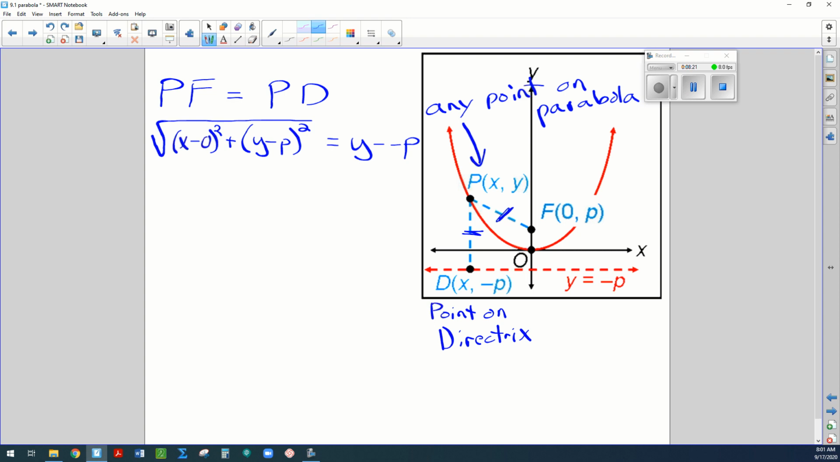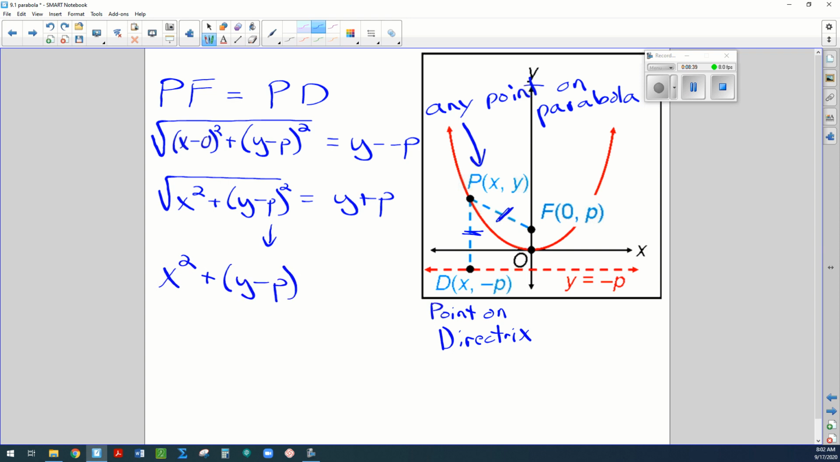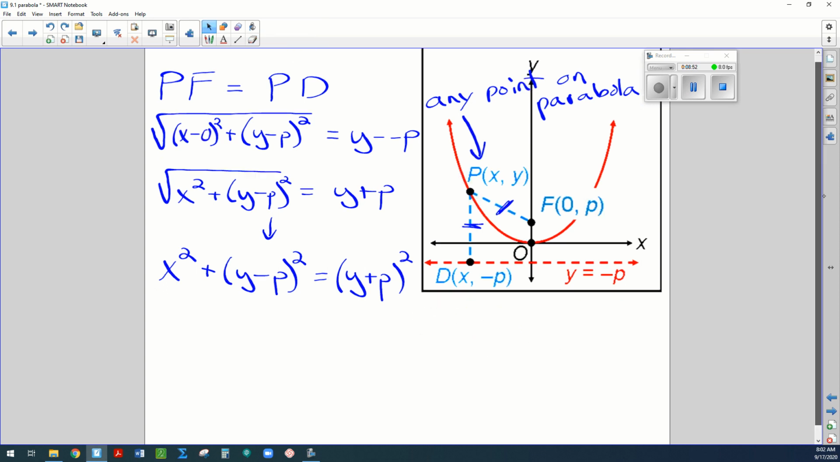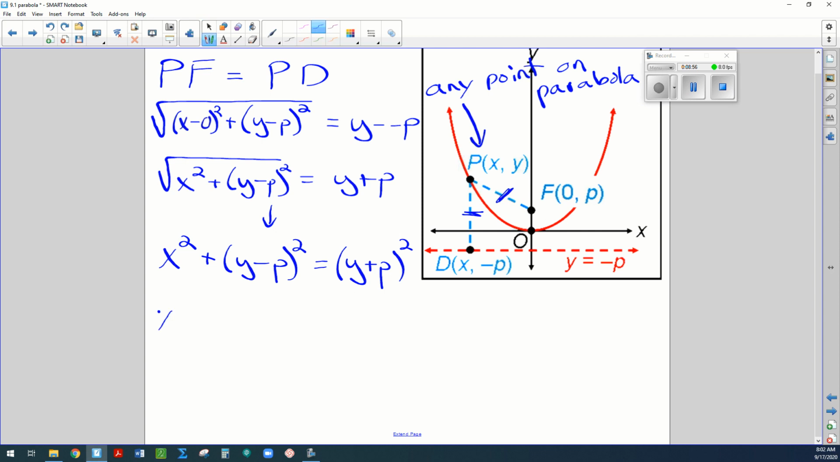So if I clean up the left-hand side, I get the square root of x squared plus y minus p, quantity squared, equals y plus p. I'm going to square both sides. On the left-hand side, I have x squared plus quantity y minus p squared, and on the right-hand side, I have y plus p, quantity squared. Now I'm going to expand both of those. The left-hand side is x squared plus y squared minus 2yp plus p squared. The right-hand side is y squared plus 2yp plus p squared.